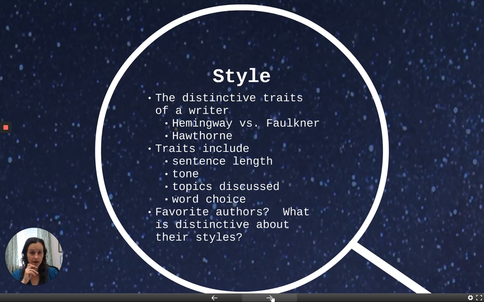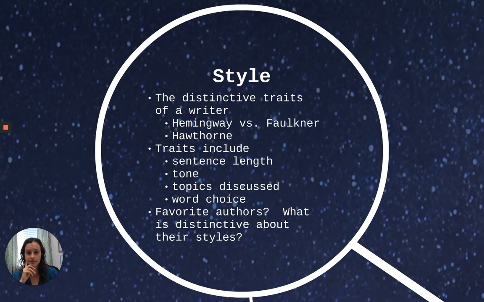Style is what makes a writer distinctive from all other writers. So if you've ever read Hemingway and Faulkner, you would know that they look and sound very different. Okay. So traits of style include their sentence length. Some writers use very, very short staccato sentences, whereas other writers use very long-winded sentences. So sentence length is huge.